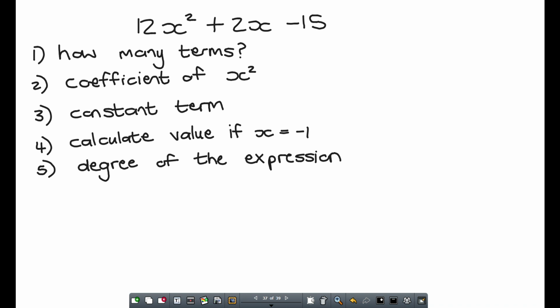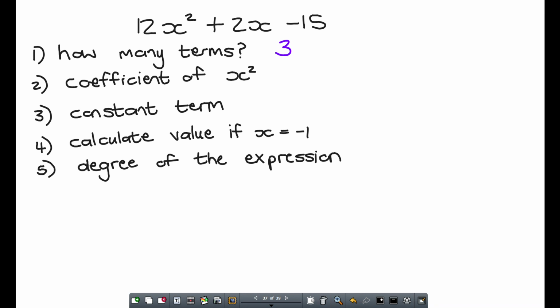Okay, so we have got to say, number one, how many terms? How do we distinguish between terms? There's three terms because there's one, and then there's a plus, so term 2, and then there's a minus, so term 3. Good. So that must be 3 terms.